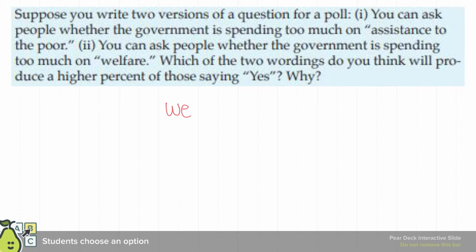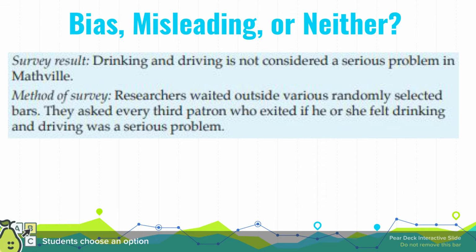The wording that would produce the higher percent of saying yes is if you use the word welfare. The reason why is because welfare has a negative connotation of consuming taxpayer dollars. If we word it as assistance to the poor, people are more likely to look at that wording favorably. Okay, in these next examples, we're going to choose whether or not we think it is bias, misleading, or neither.